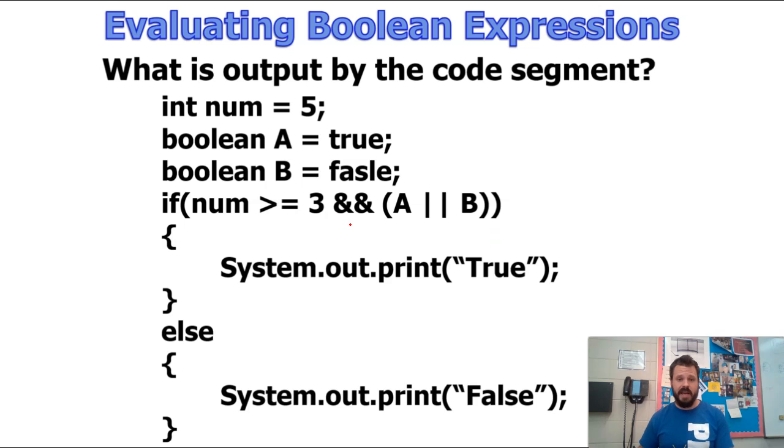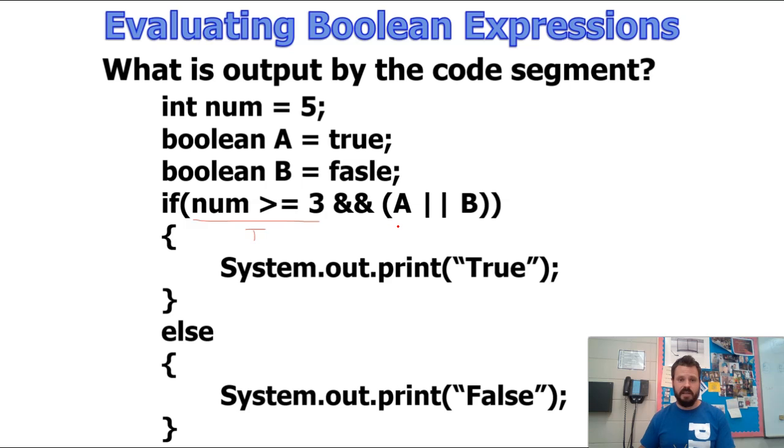So we've got an and operator. So for this expression to be true, both the left side has to be true and the right side has to be true. Well, let's see here. Left side, num greater than or equal to 3. Num is 5, so that would be true.